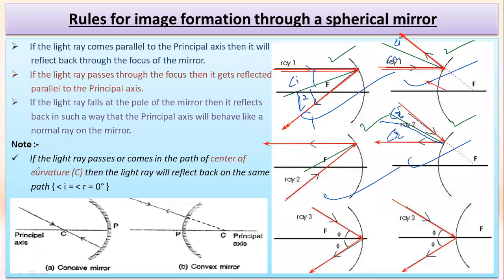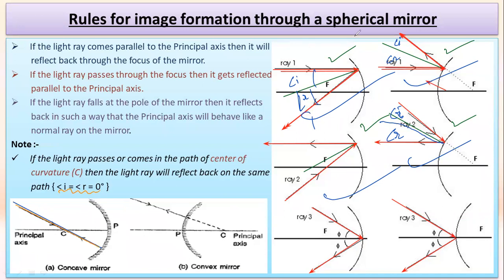Okay. So the last condition which we need to understand over here is that if the light ray is coming through the optical center of the mirror, then for a concave mirror it will reflect back with the same path. It is going to reflect back with the same path. So over here the angle of reflection will become 0. The angle of reflection and angle of incidence will be considered to be 0.